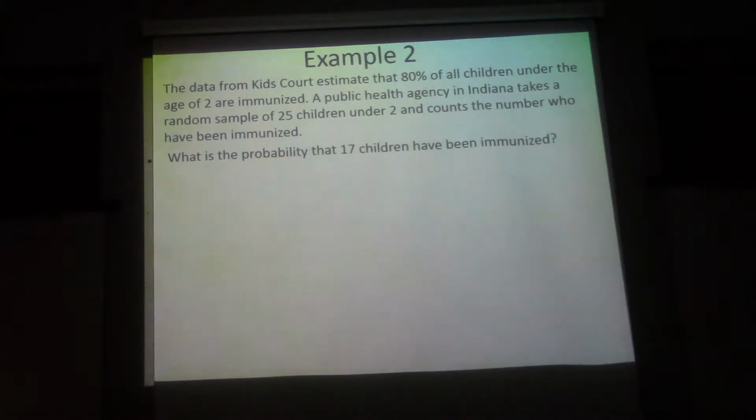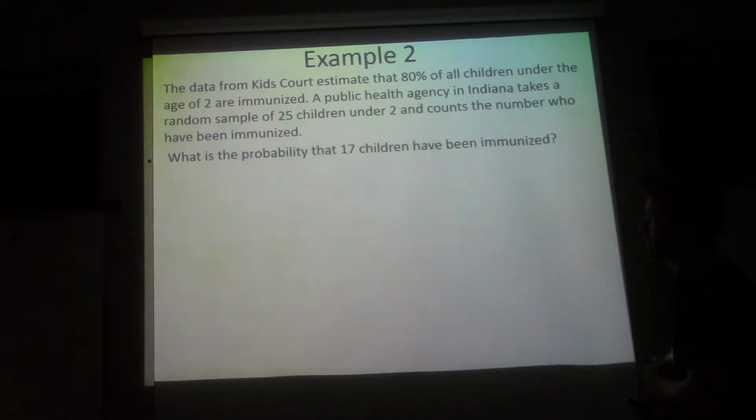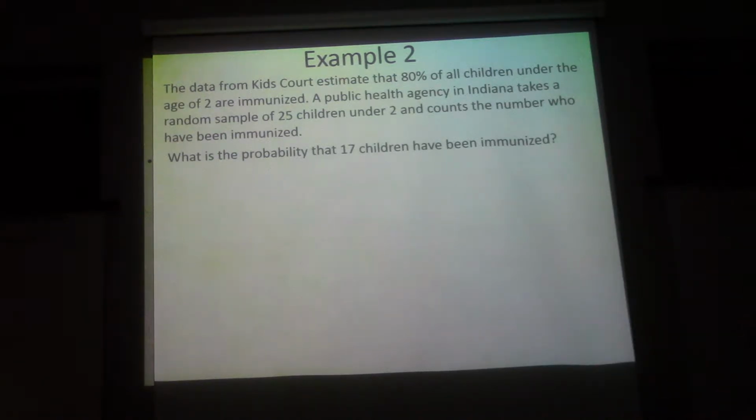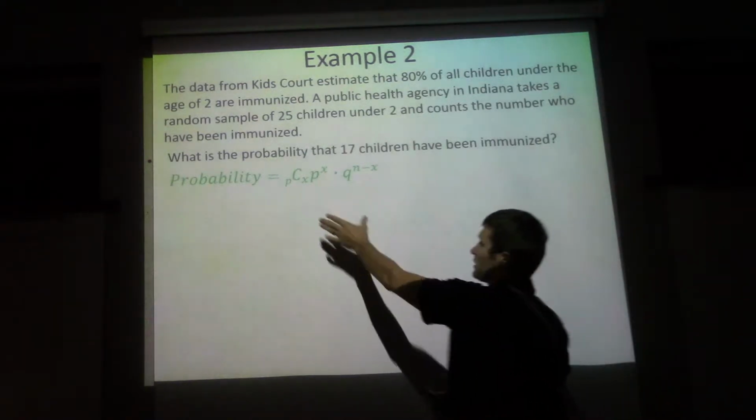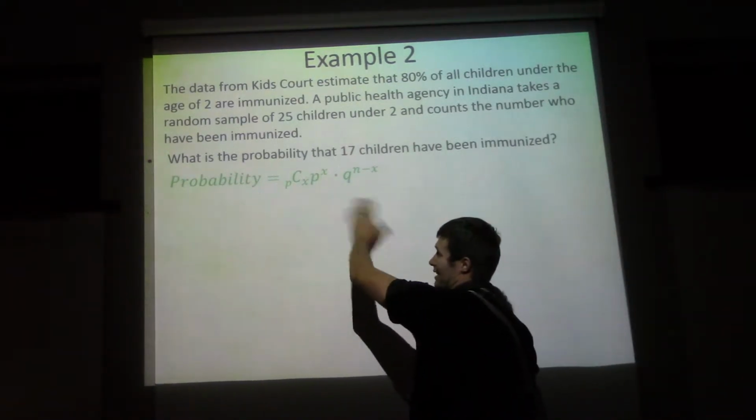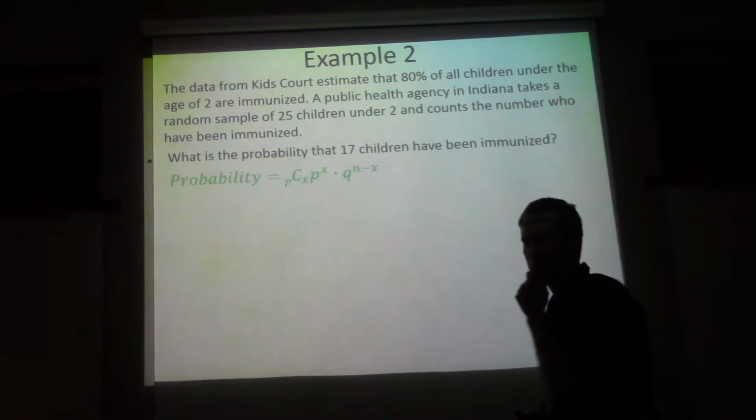So going back to our example that we're working on today, the data from the Kids Court estimates that 80% of all children under the age of 2 are immunized. Right? There's an example of 25. We want to know what's the probability that exactly 17 children have been immunized. So that's what we're looking at. So first of all, we find probability. So we type out what we got from the previous slide.